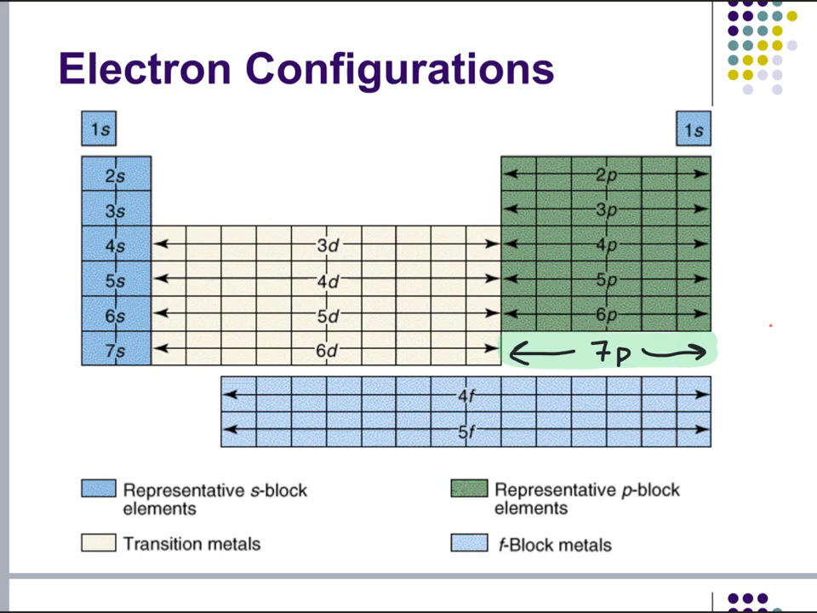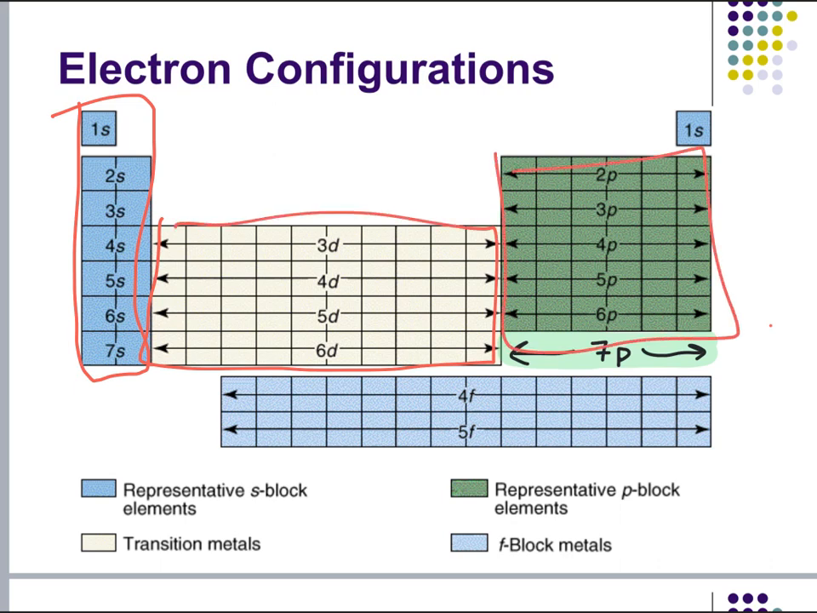So first let's look at the blocks. We had our shapes we talked about earlier. So the S block is your alkali and alkaline earth metals in the first two columns. The transition metals are your D block. The columns to the right of the periodic table are your P block. And at the bottom, your lanthanide and actinide series would be your F block. S, P, D, and F sections of the periodic table.